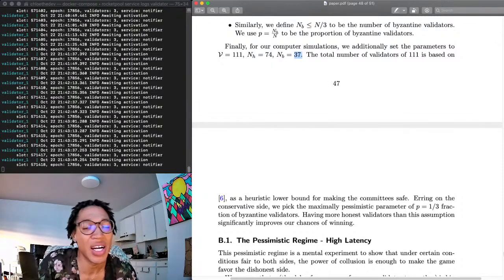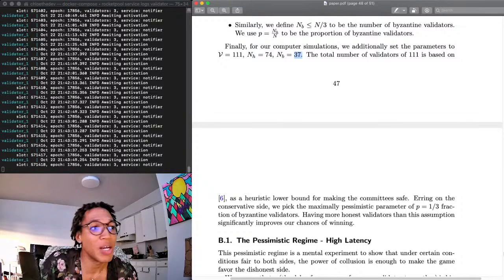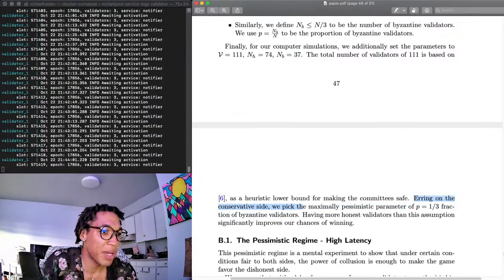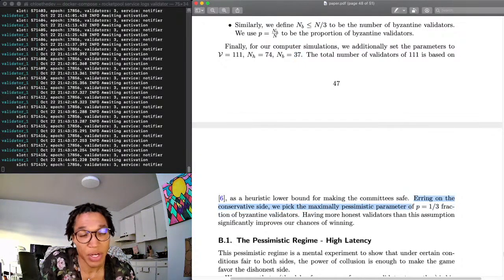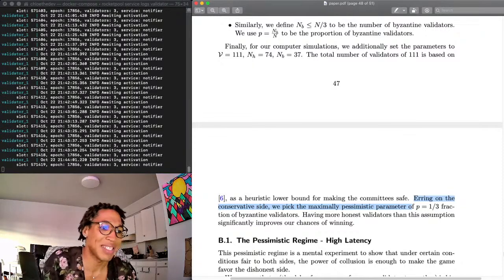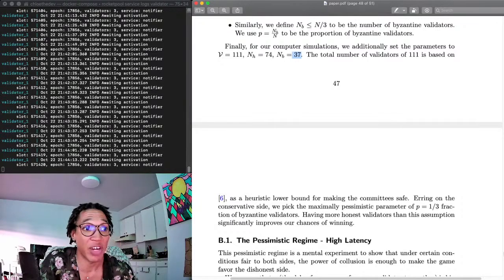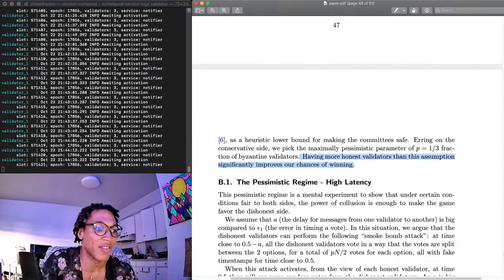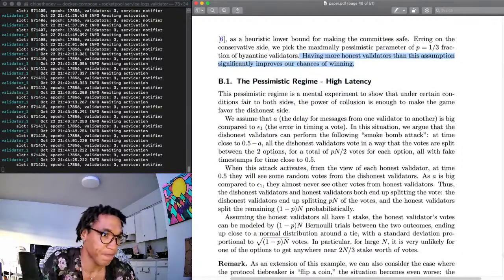And I think ETH 2.0 uses a committee size of 128, so should be fine. Erring on the conservative side, we picked the maximally pessimistic parameter. So this is a maximally pessimistic parameter of everything going wrong. We only have 111 committee members. We have 37 Byzantine validators. Having more honest validators in this assumption significantly improves your chances of winning for this blockchain.